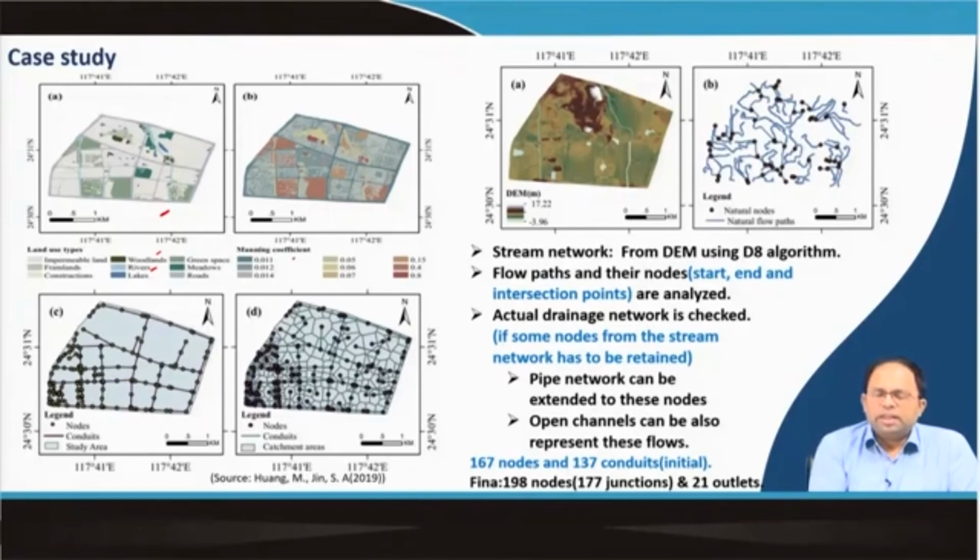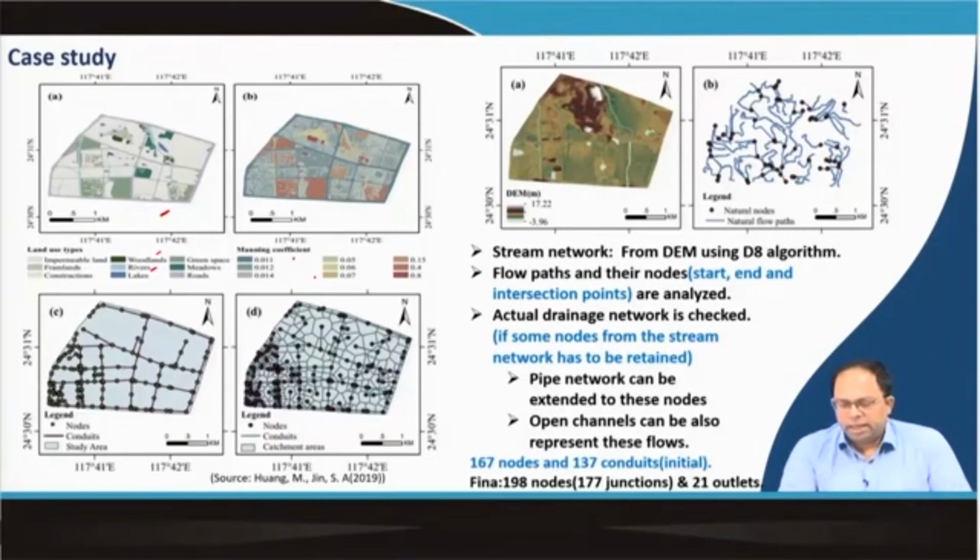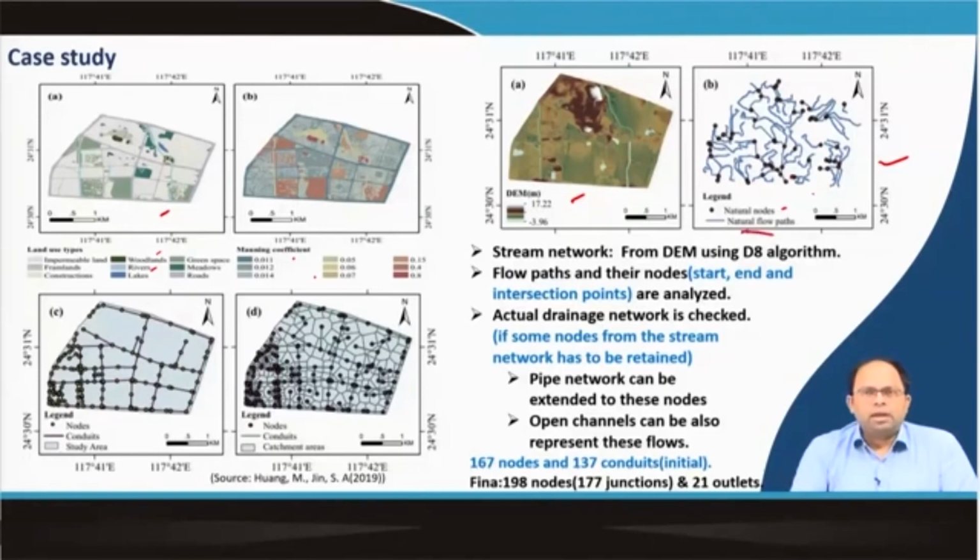Then Manning's coefficient for each of these catchments was determined, and once that is determined, based on the natural slope of that area or the DEM of that area, the natural flow channels were determined, and here you can see the natural nodes and the natural flow paths. And if you remember from earlier lectures, where we determined the catchment and used ArcGIS, from the DEMs we can determine the natural flow paths in a particular area, right.